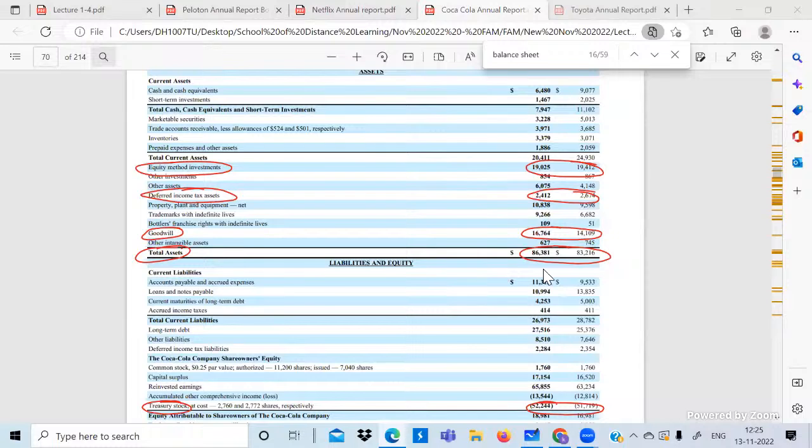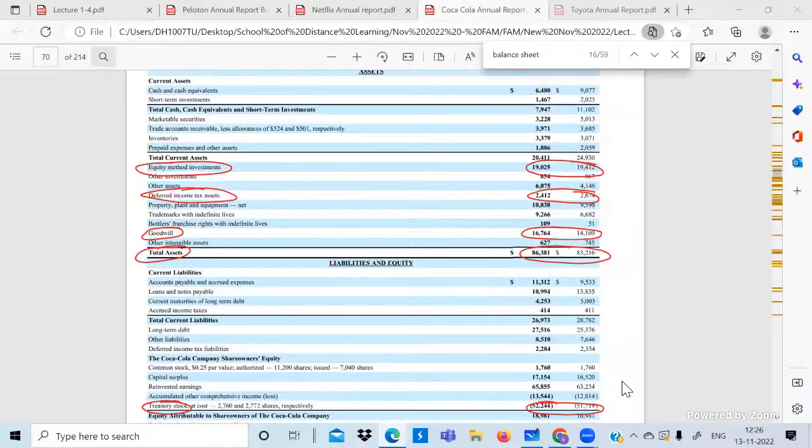Look at a company like Coca-Cola. Look at their asset base. From 83, they've gone to just 86 over 1 year, which means there's hardly any growth, like 4-5%. So when you're at the growth stage, you don't keep growing at 30-40% like Netflix was growing, or maybe Peloton was growing at 300-400%.